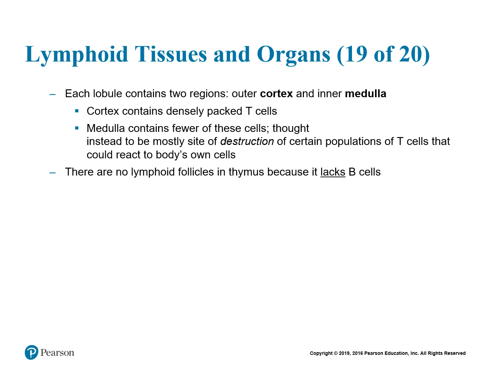If it doesn't recognize itself, if it were to go out, it would start attacking your body. And that's when you start having issues with autoimmune disorders, because those cells don't recognize that it's your own cells, if that makes sense. There are no lymphoid follicles in the thymus, so you're not going to see any B cells there.